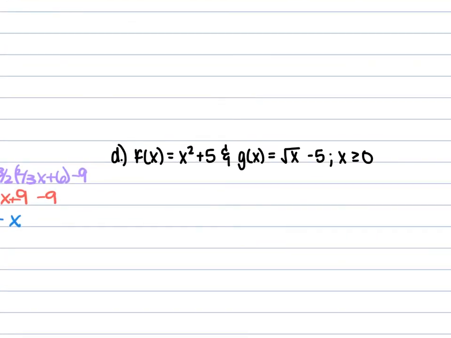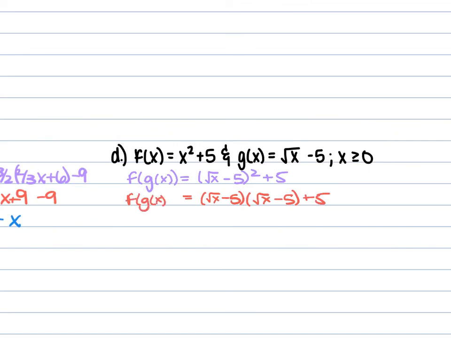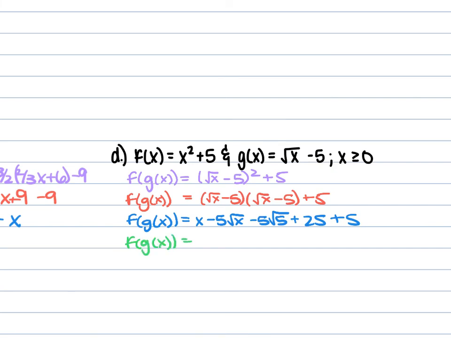For f of x is equal to x squared plus 5, and g of x is equal to the square root of x minus 5, we are going to plug these in, get f of g of x. So we're going to have (the square root of x minus 5) squared plus 5. So this is the square root of x minus 5 times the square root of x minus 5 plus 5. So f of g of x is equal to the square root of x times the square root of x is just x. Then this is going to be negative 5 square root x, negative 5 square root x, plus 25 plus 5. We combine our like terms. F of g of x is going to equal x minus 10 square root x plus 30.